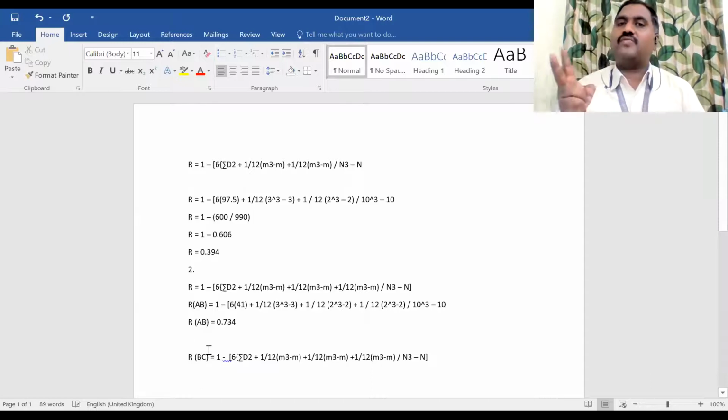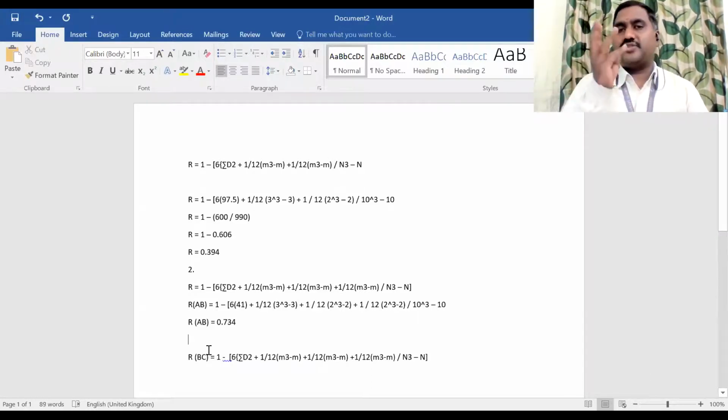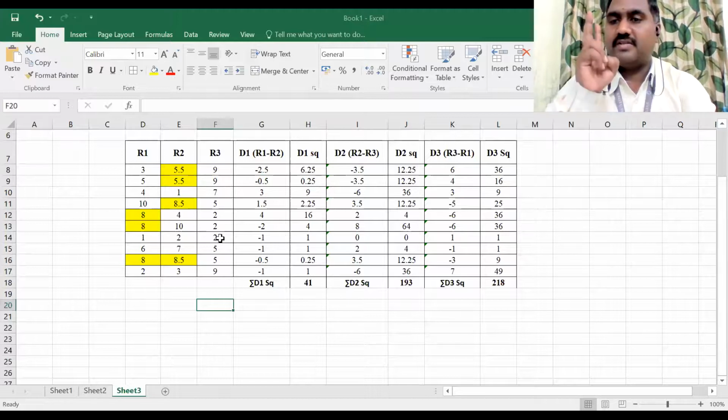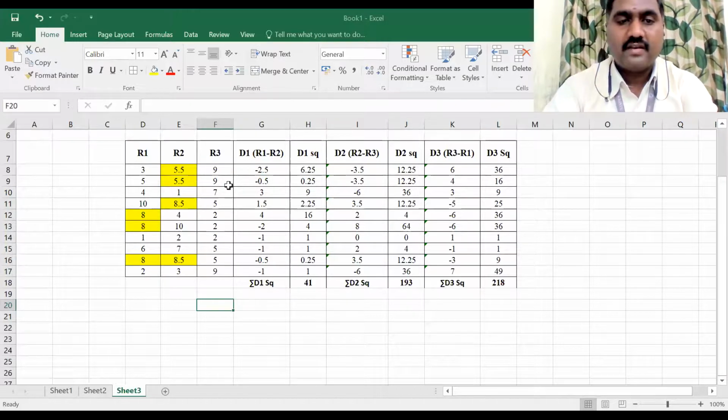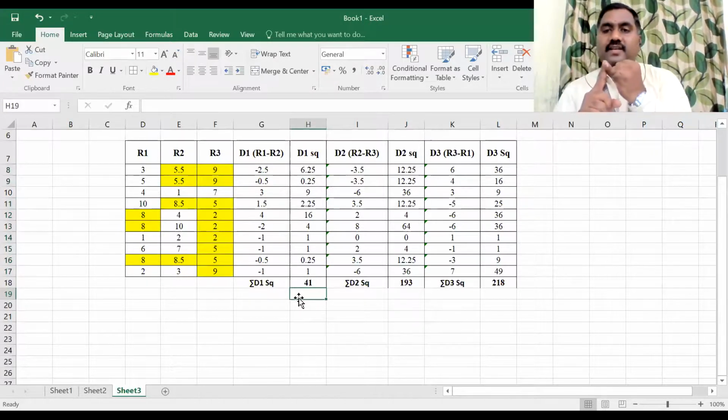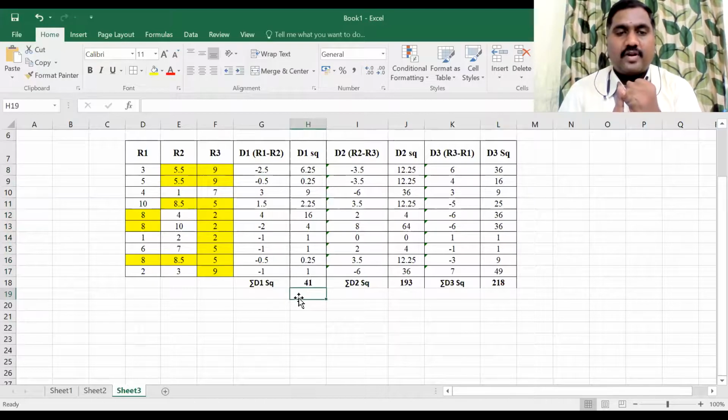Okay, now next we need to work out for what? Second and the third judges. That means judge B and judge C we have to work out. When you're going for judge B and judge C, already we worked out. I will stop sharing this word and I'll share the Excel sheet. Now see, in rank 2, 2 numbers are repeated. Okay, in rank 3, how many numbers are repeated? See, in the rank given by judge C, how many numbers are repeated?